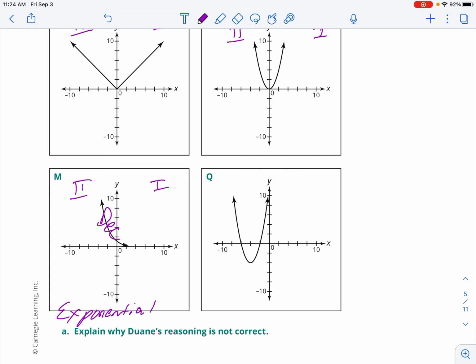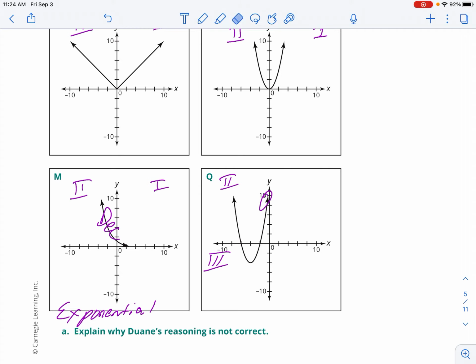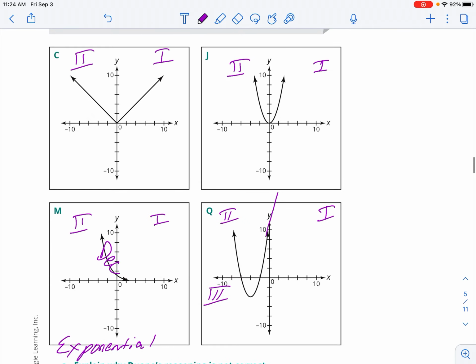And lastly, on letter Q, quadrant 2, quadrant 3, and Dwayne is incorrect because this is an arrow right here, and that arrow means this graph is going to continue to open up and out. So eventually, this is going to cross into quadrant 1. So Dwayne is right on 3 of the 4, okay?